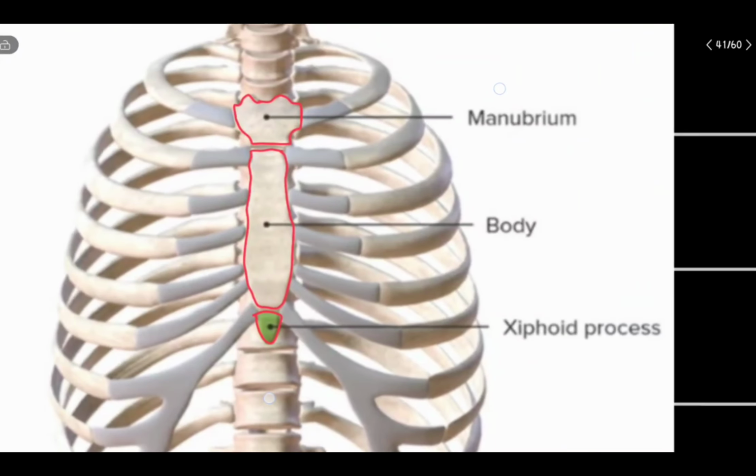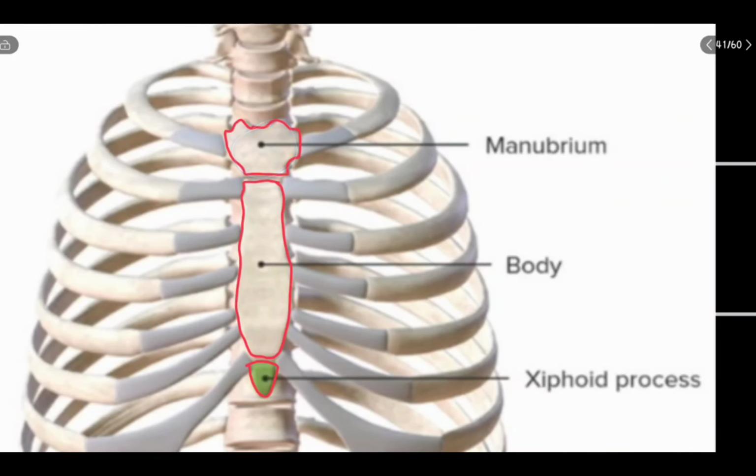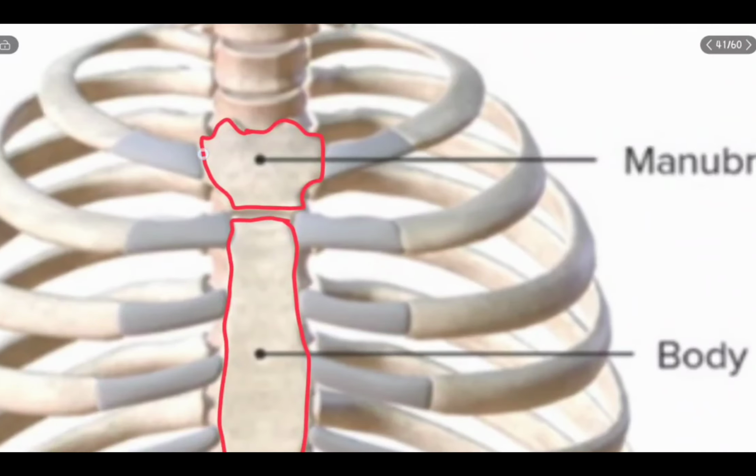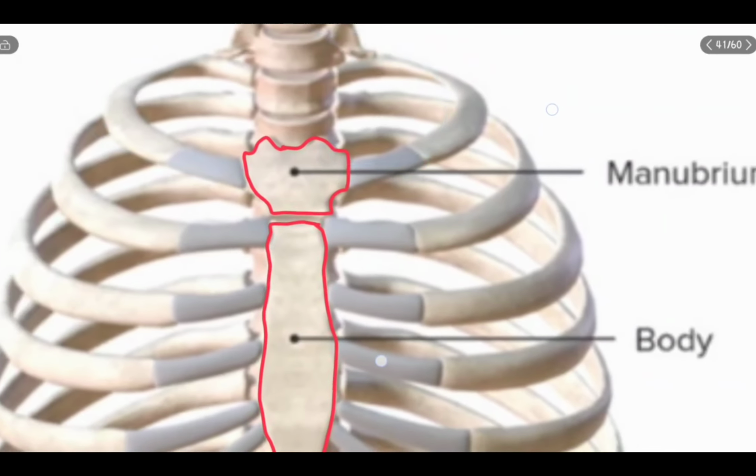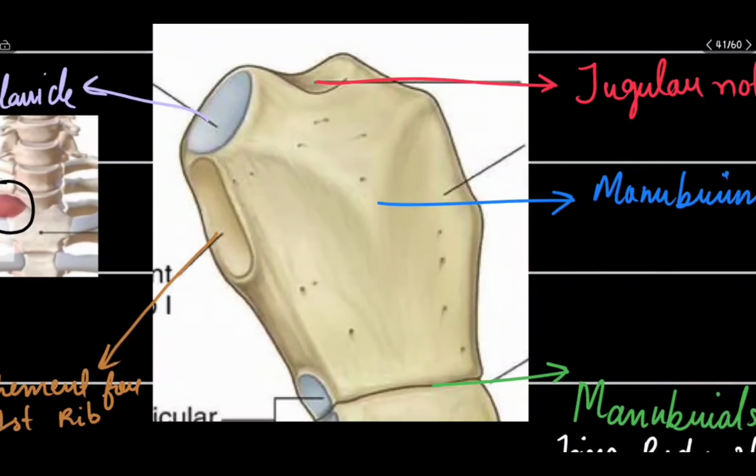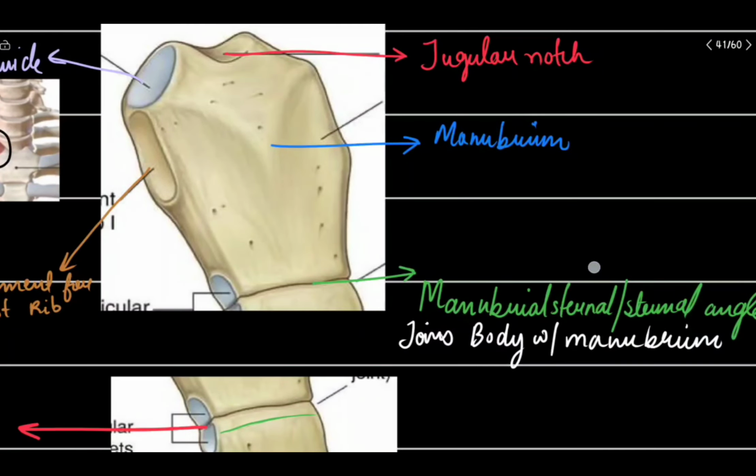So basically, if this is the manubrium, this is the jugular notch, and this one is the articulation for the clavicle, and this one right here is the attachment for the first rib. As you can see, this is the first rib. So both of these are the articulations for the first rib. That was all for the manubrium.